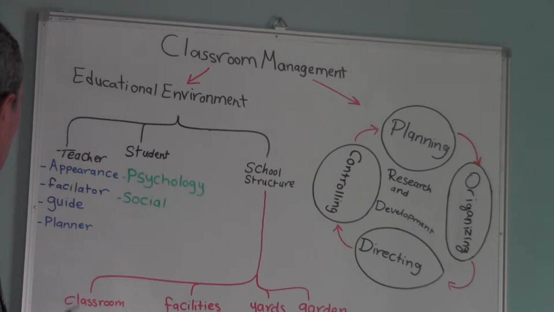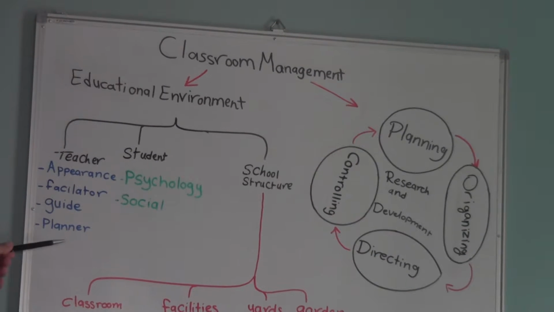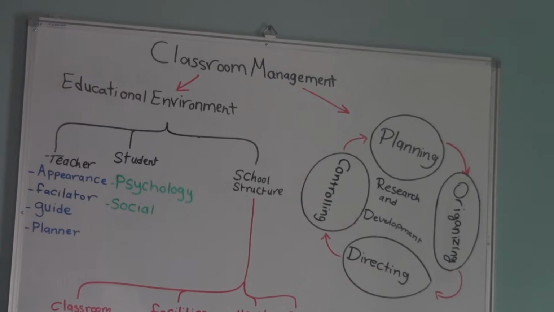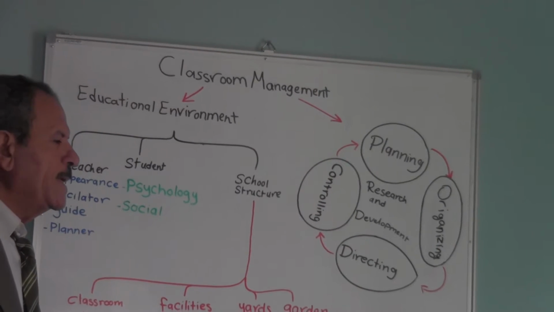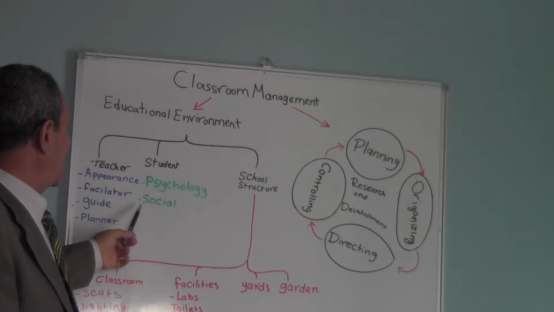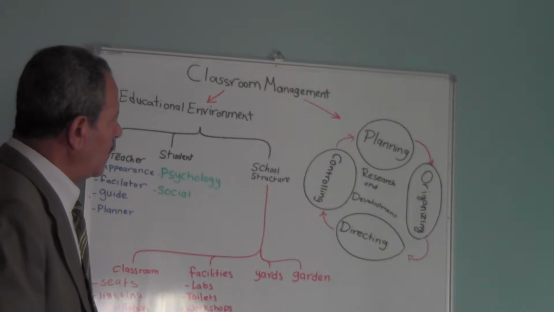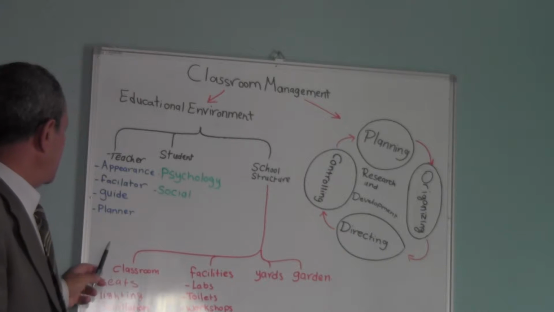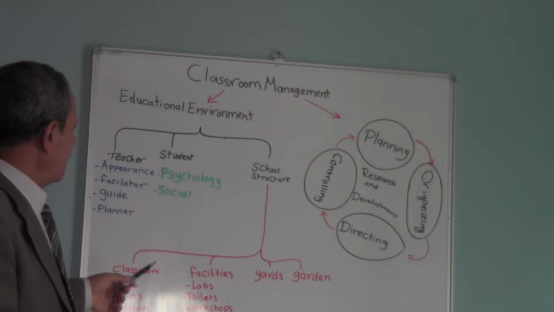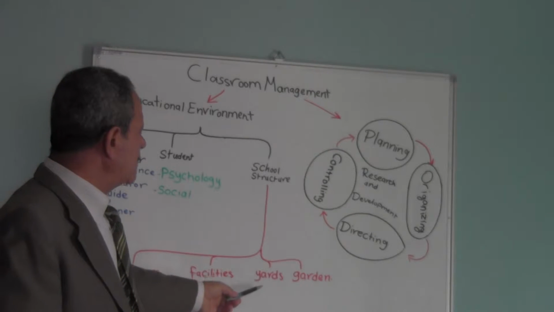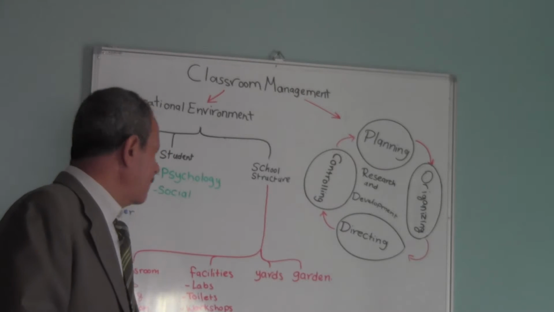About the teacher, we are going to know something about his appearance, and about the teacher as a facilitator, guide, and planner. Meanwhile, about the students, we are going to know something about their psychology and social side. But about the school structure, we are going to know things about the classroom, facilities, yards, and garden.